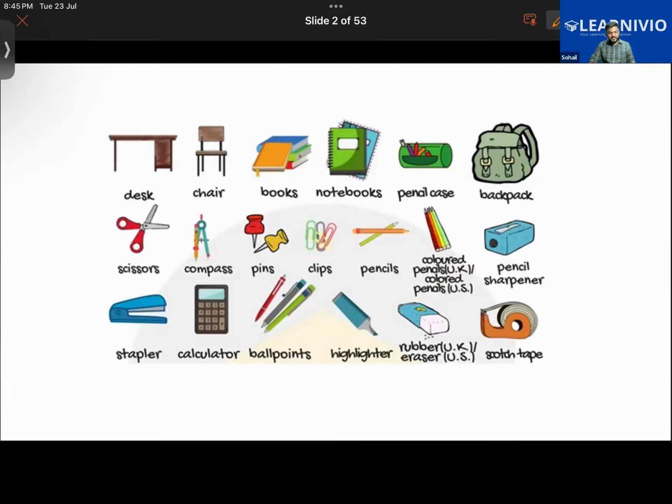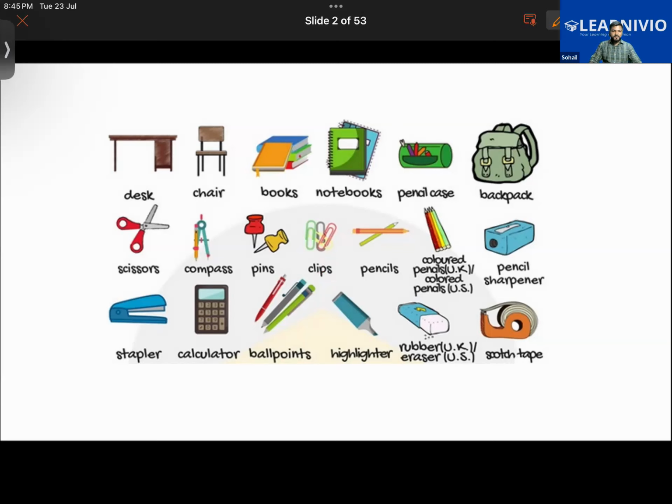Another thing you can observe here is that some of the objects would be shinier. Some of them would have a dull appearance. Like for example, look at the glass used in this calculator, or the blades of the scissor. They would usually have some luster, would be shiny as compared to the desk or the backpack. Some of the objects are lustrous, meaning that they have a shiny appearance.